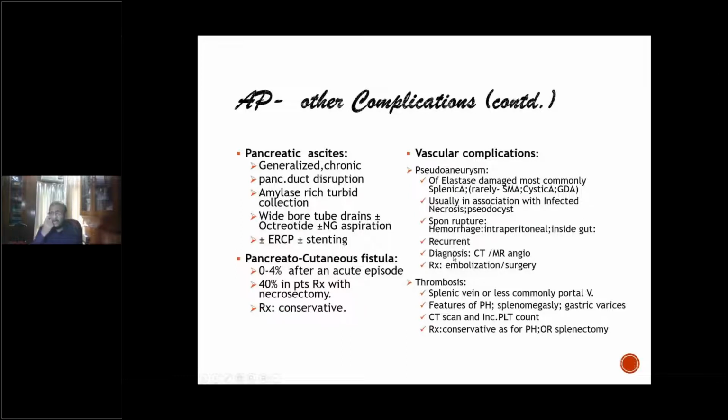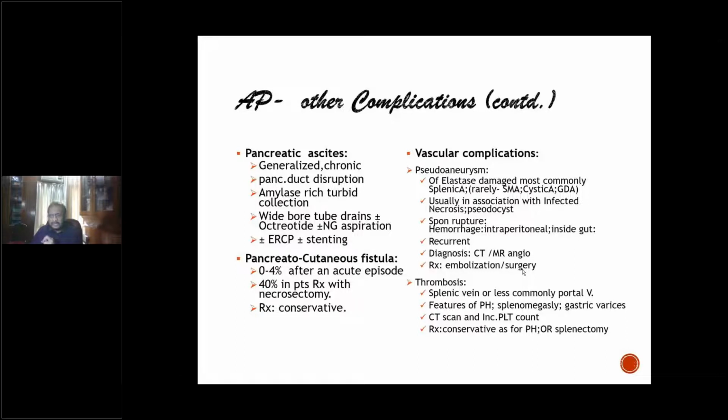Diagnosis is very easily done on a CT angio or an MRI angio, and the treatment is best done by an endovascular method, and that is embolization. Surgery is not a good option for managing pseudoaneurysm. The best option is the minimally invasive way, doing embolization of the vessel.